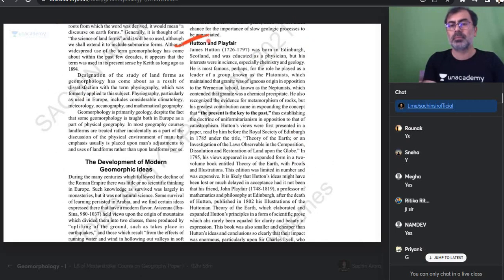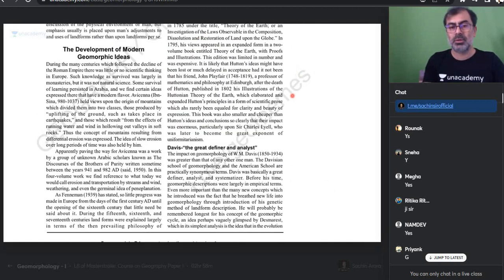Remember Hutton? Please read about Hutton. Present is the key to past. Uniformitarianism. Then Davis. Have I discussed Davis? Have you written the answer also today?